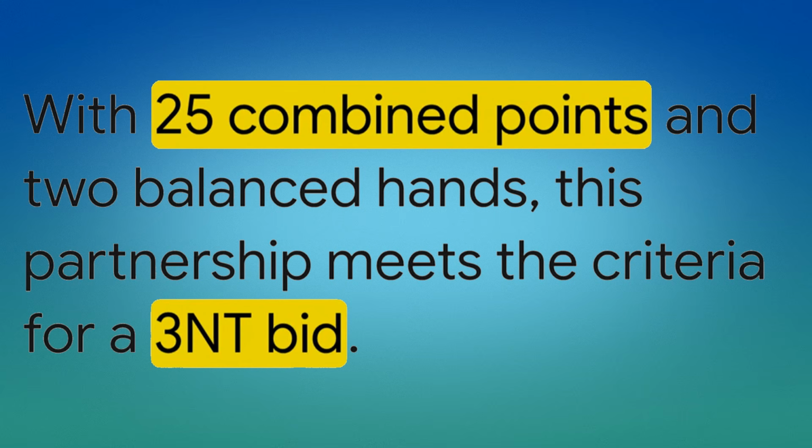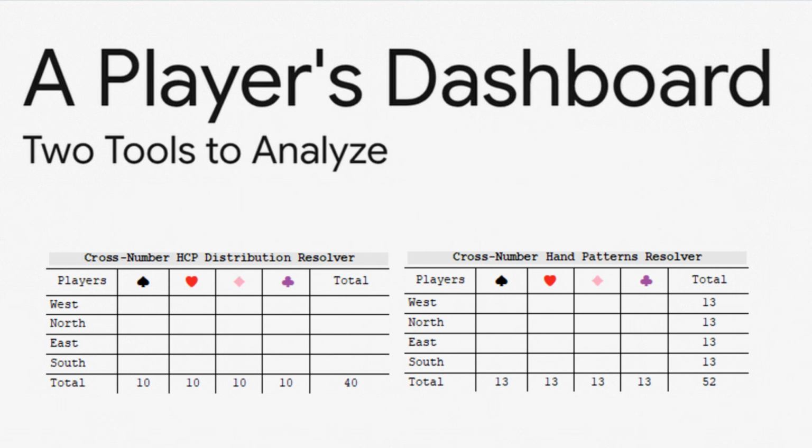So, with 25 combined points and 2 balanced hands, the partnership's dashboard is sending a loud and clear signal. They have exactly what they need to go ahead and confidently make that 3NT bid. Okay, this brings us to our final big idea where we're going to tie all this together.